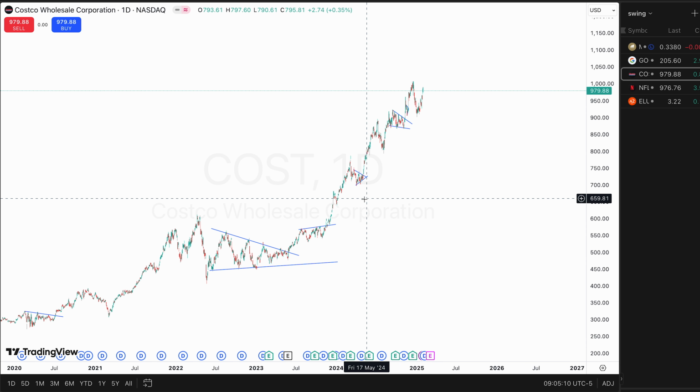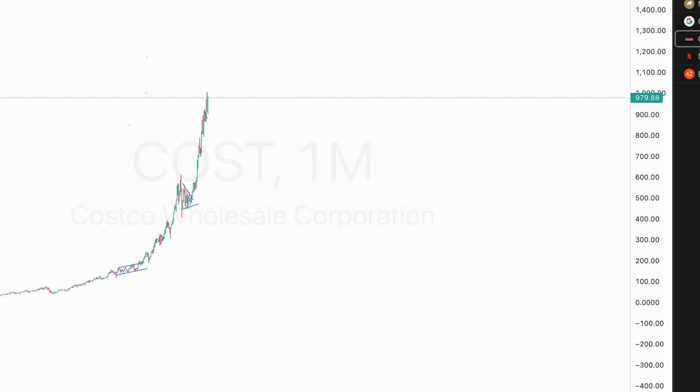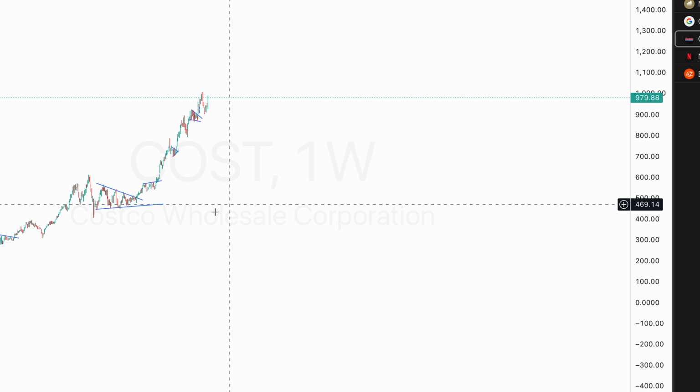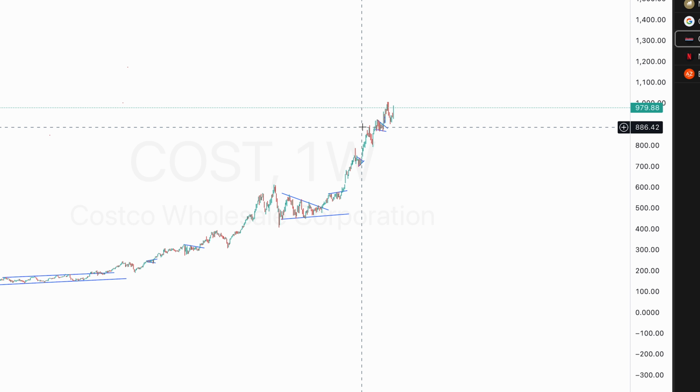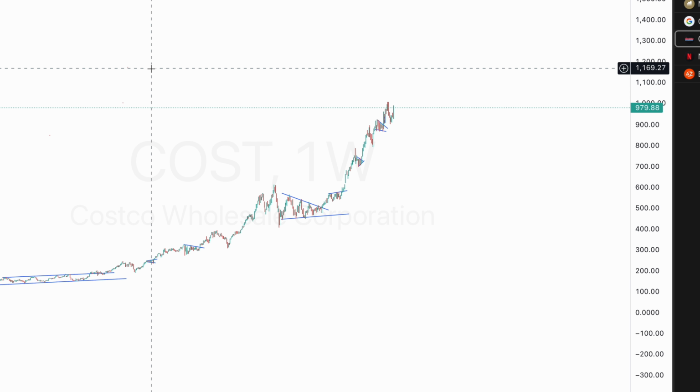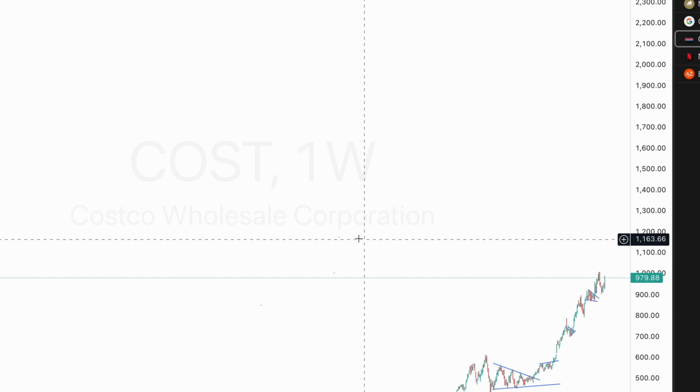So in this stock, we can see in the monthly time frame, the market has been in an uptrend for a very long time. Even if you look at it in a weekly time frame, you can see that the market is going in an uptrend. But whenever we say that the market is in an uptrend, it doesn't mean that the market will be going up like this all the time.